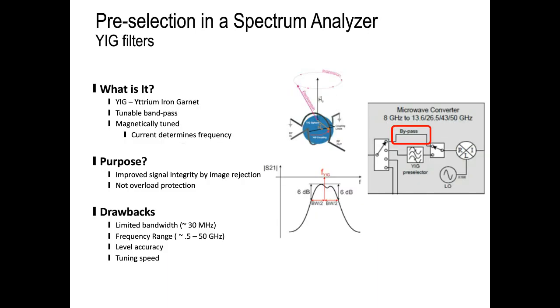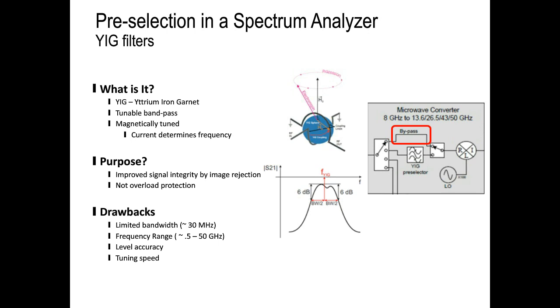So YIG filter, what is that YIG filter, which is your pre-selection above 8 gigahertz? Well, YIG stands for something I can't pronounce and won't try. But it's basically a tunable bandpass filter, and it's magnetically tuned. The purpose is to provide signal integrity via image rejection, not necessarily overload protection.